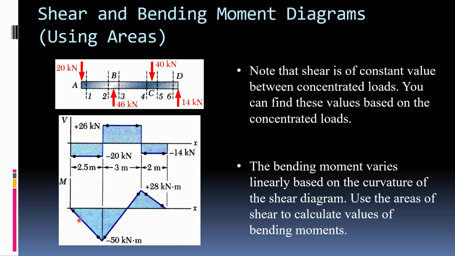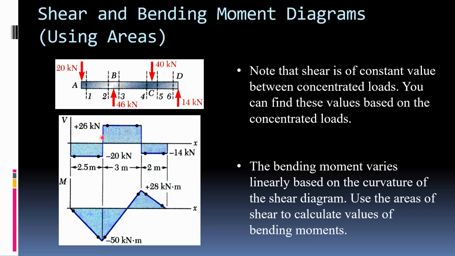Okay, so what am I saying? So the bending moment here is going to be 0, right? There's no applied external moment here or anything, so it's going to start at 0. Now I can look at the area under this curve. So what is the area under this curve? It is 20 times 2.5. So 20 times 2.5 is 50, right? So this is going to change by 50. It's going to go from 0 down to negative 50 because it's a negative area.